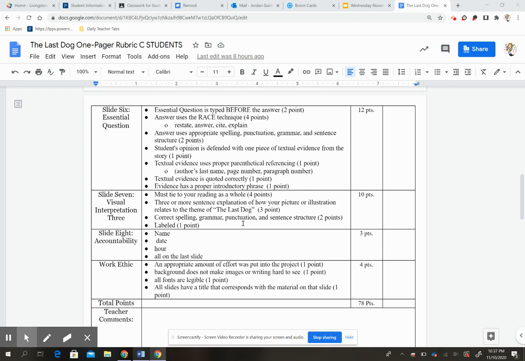Make sure you get, for slide 8, accountability, your name, date, and hour on the very last slide. That's 3 points for just putting your name, date, and hour on a slide. And then your work ethic. You have an appropriate amount of effort put into your project.